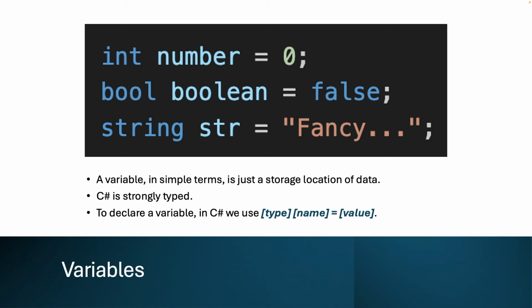Variable. A variable, in simple terms, is just a storage location of data that we can reference using a variable name. C# is what we call strongly typed. So every single variable we create has a specific type assigned to it. So to declare a variable in C#, we first put the type at the start, then we put the name of the variable, equals, and then the value we want to assign to it.